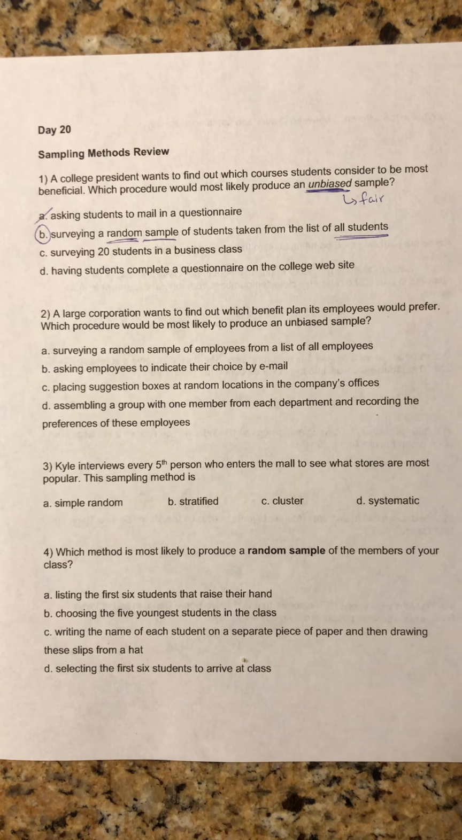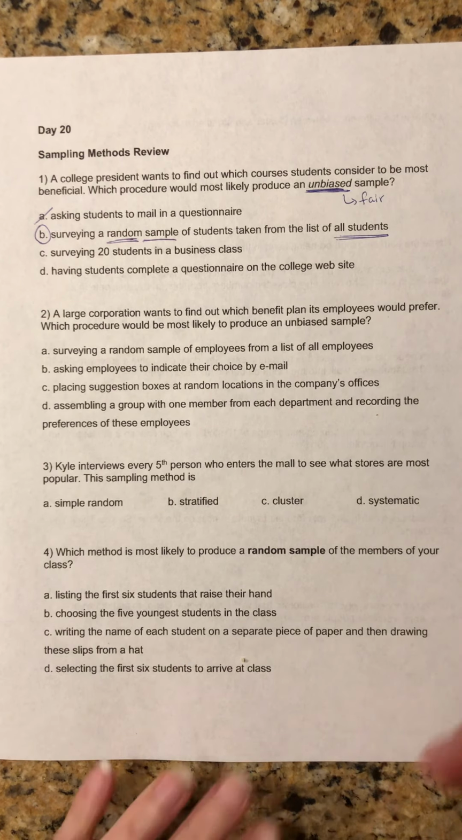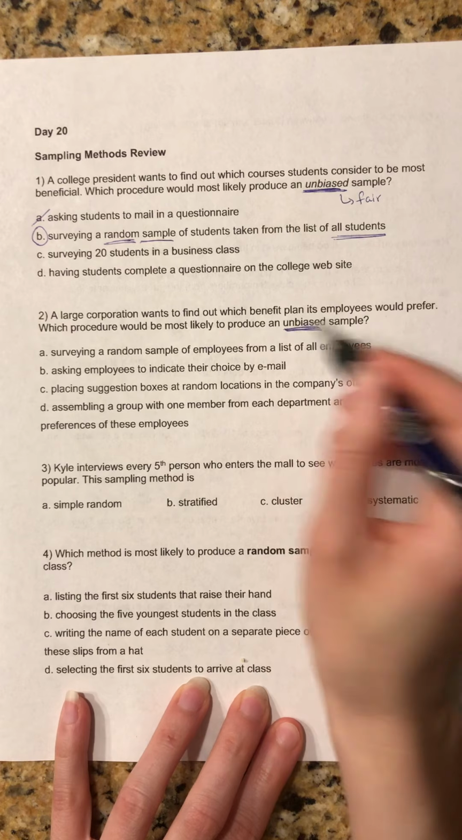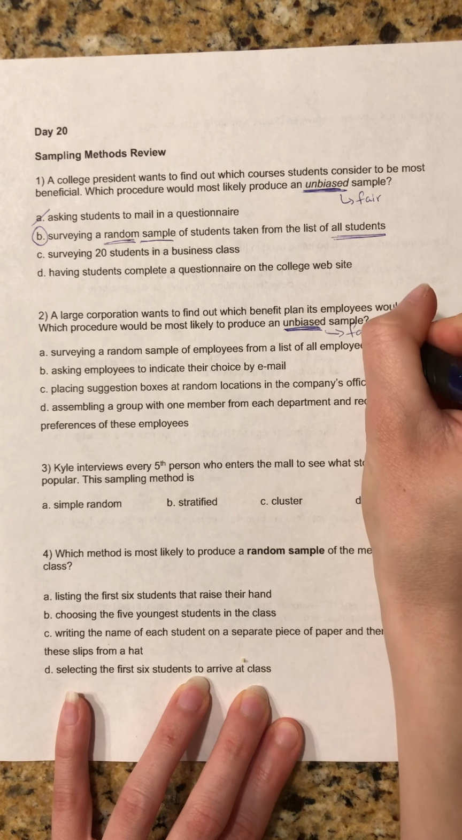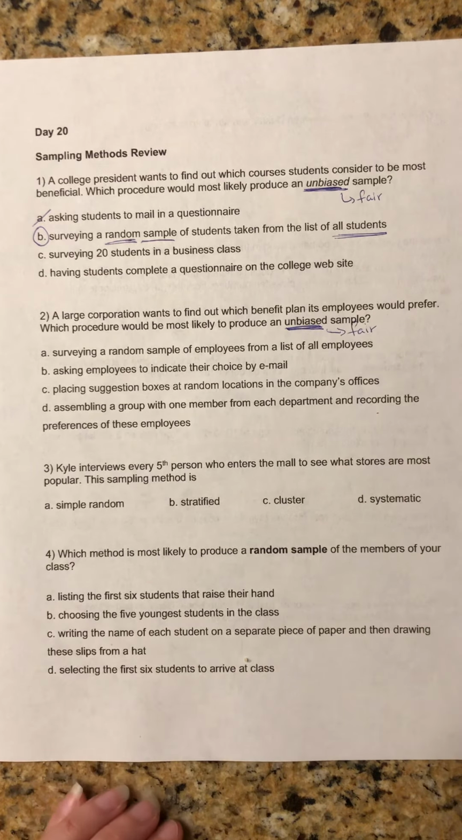Number two, a large corporation wants to find out which benefit plan its employees would prefer. Which procedure would most likely produce an unbiased sample? So again, we're looking at an unbiased sample or a fair sample. A, surveying a random sample of employees from a list of all employees. B, asking employees to indicate their choice by email. C, placing suggestion boxes at random locations in the company's offices. Or D, assembling a group with one member from each department and recording the preferences of these employees.